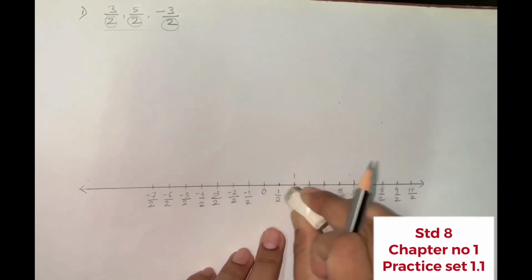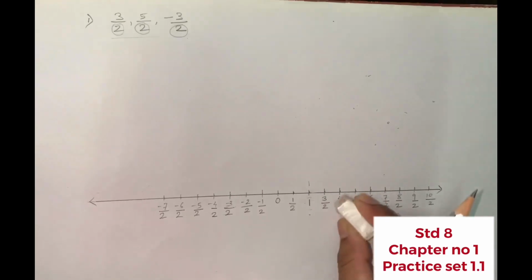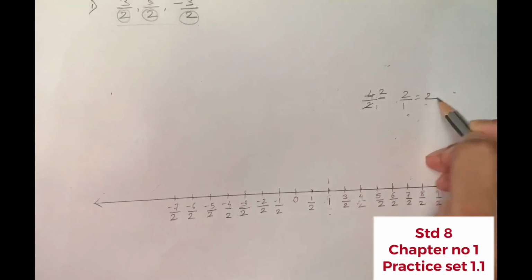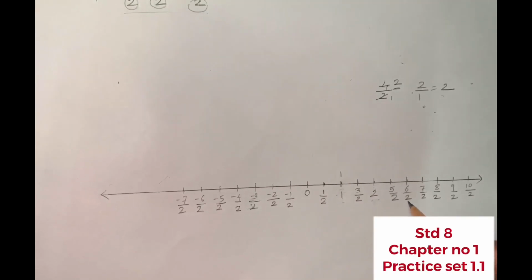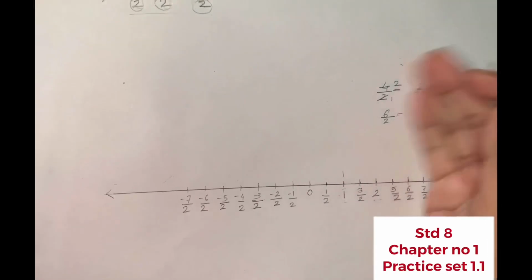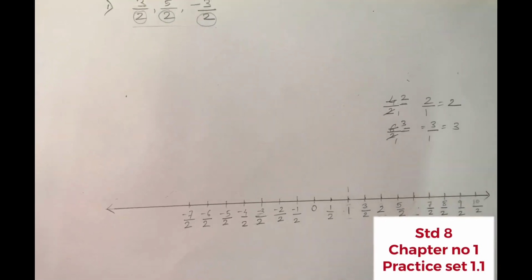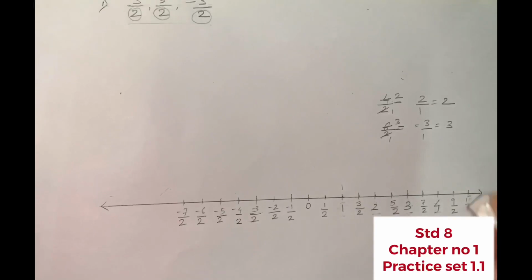Now this 2 upon 2, if we cancel, it becomes 1. So instead of 2 upon 2, I'm going to write down 1. Similarly, 4 upon 2, if I solve, it comes to 2. So instead of 4 upon 2, I'll be writing 2. Next, 6 upon 2, after cancelling, will come to 3. So I'll be writing 3. And same way, 8 upon 2 will be 4 and 10 upon 2 will be 5.